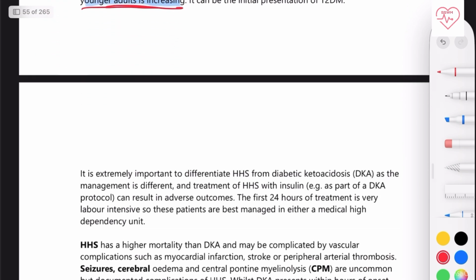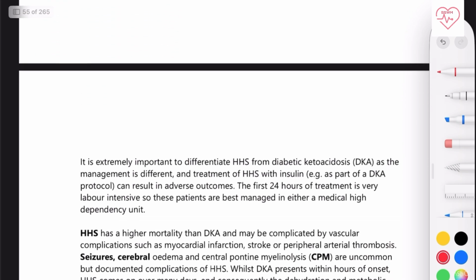Okay, it is extremely important to differentiate HHS from diabetic ketoacidosis. Now let's see what differentiation they want to tell us. It is extremely important to differentiate HHS from diabetic ketoacidosis as the management is different, and treatment of HHS with insulin, as part of a DKA protocol, can result in adverse outcomes.